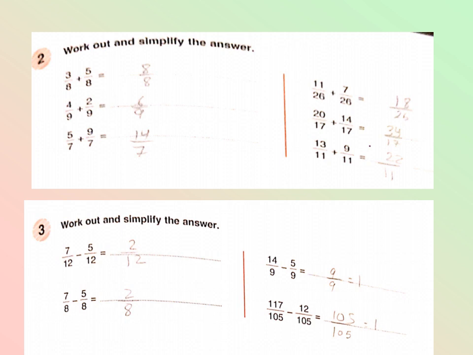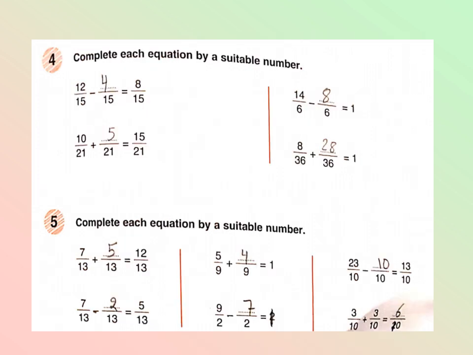In exercise 3, here we have 7 out of 12 minus 5 out of 12. So also in order to subtract fractions, we must have the same denominator. Here we have the same denominator, so go on, subtract the numerator while the denominator stays the same.